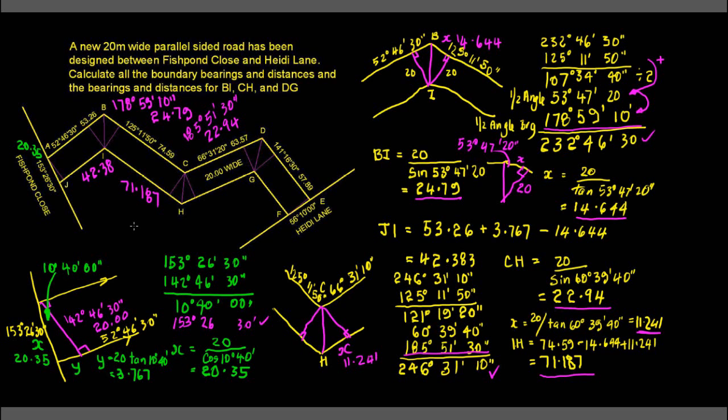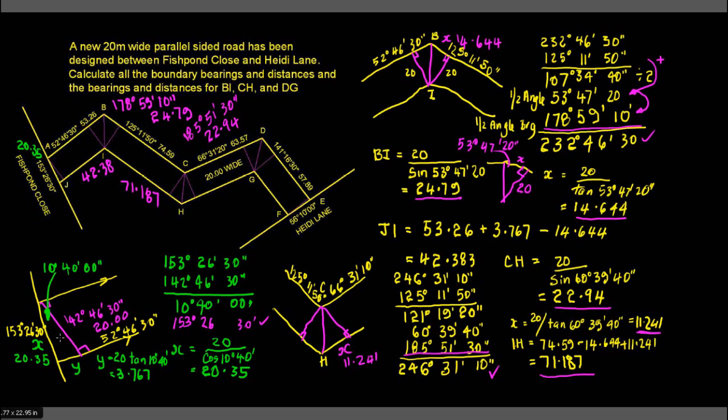52, 46, 30. We can just add 90 to that to give us 142, 46, 30. We can subtract that from the 153, 26, 30 that we have there to give us this little angle here, 10 degrees 40. And we know of course that the right angles are all 20 metres because we've got a 20 metre wide parallel sided road.